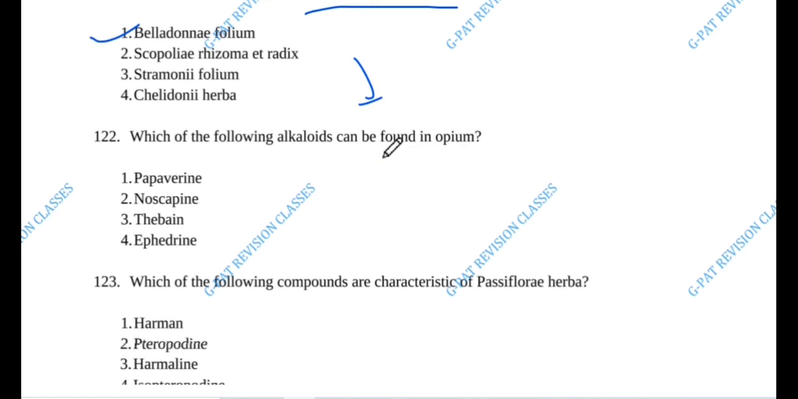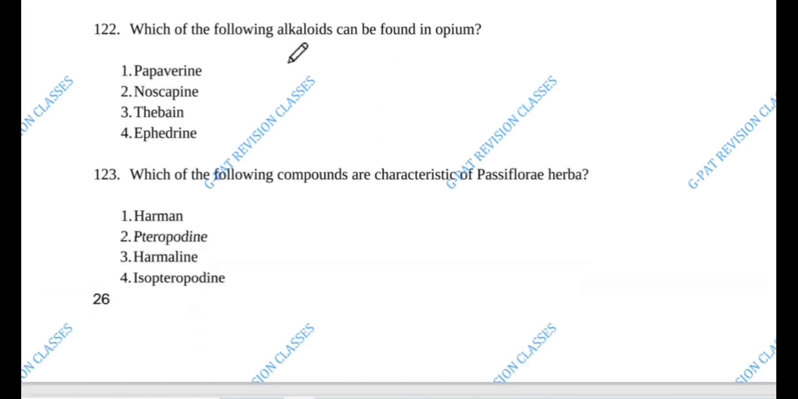Next is question number 122. Which of the following alkaloids can be found in opium? The answer is papaverine. The answer is first.